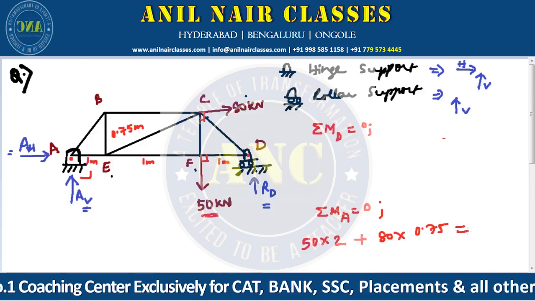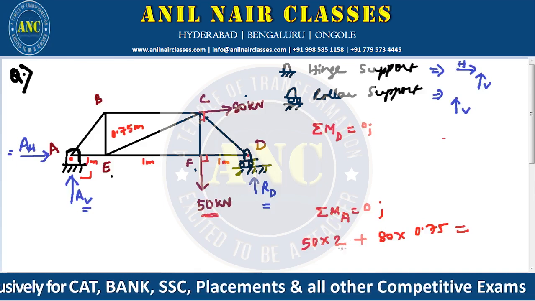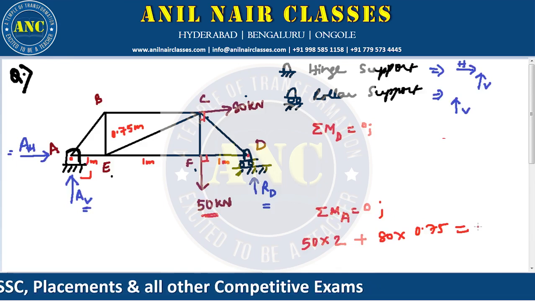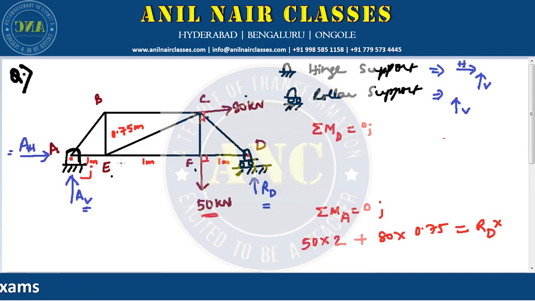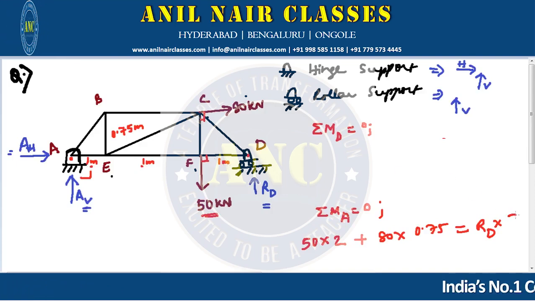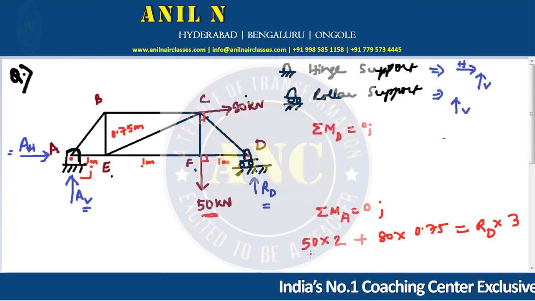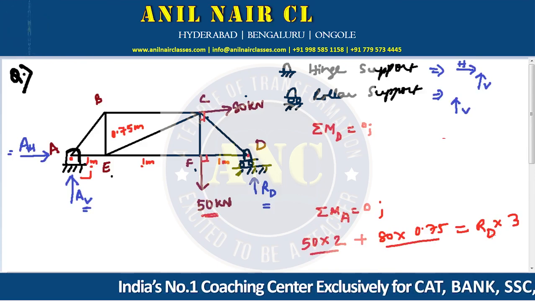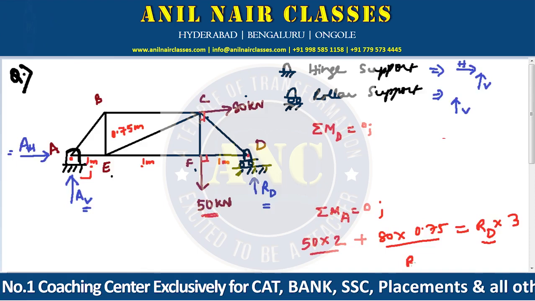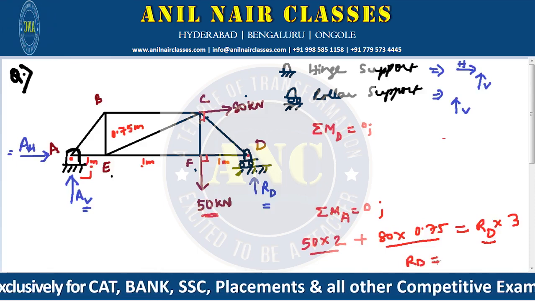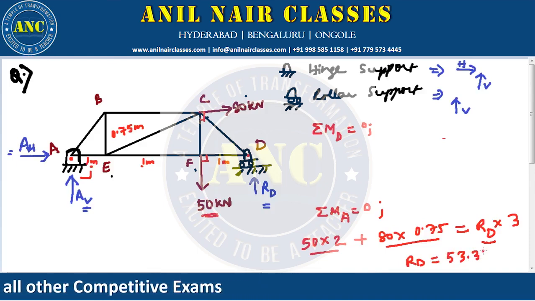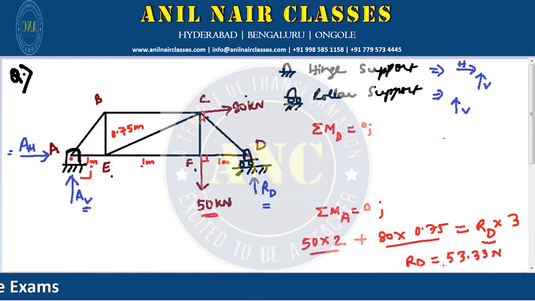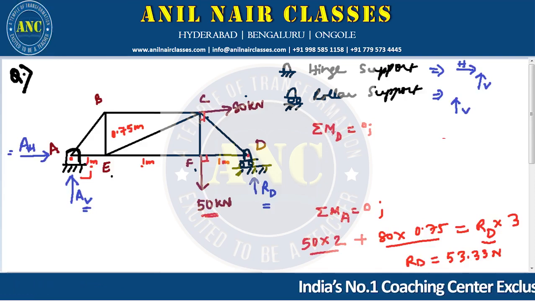This is equal to RD, which is anti-clockwise. These both were in clockwise direction, RD was in anti-clockwise direction. So I'll take RD at what distance? 1 plus 1 plus 1, that is 3. From here, this is known, this is known, there is only one unknown. So from here we'll get the value of RD. We get the value of RD as 53.33 kilonewtons, right? Now once we get this, we can come back to moments about D.